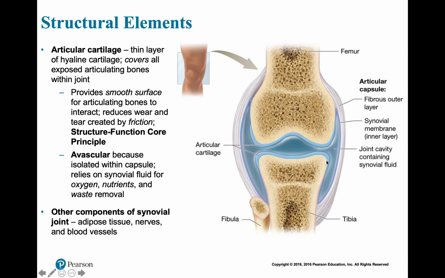All right, so articular cartilage is composed of hyaline cartilage. It's avascular, meaning it does not contain blood vessels. And so therefore it's going to require the synovial fluid that bathes it to get its nutrients and to eliminate waste into the synovial fluid. All right, so it relies on synovial fluid for oxygen, nutrients, and waste removal.